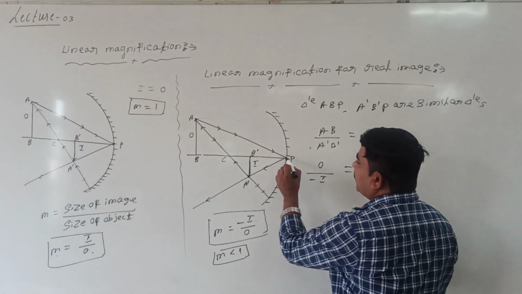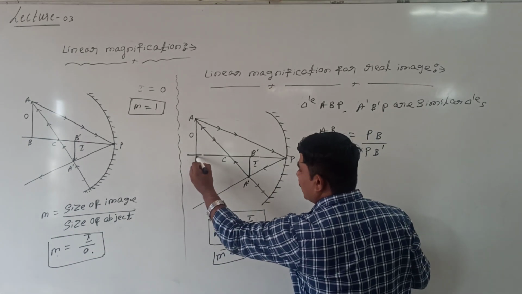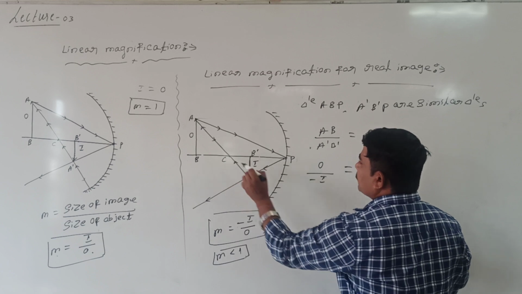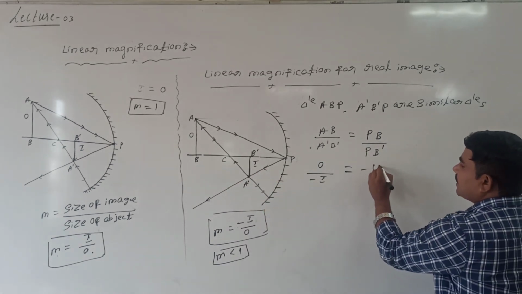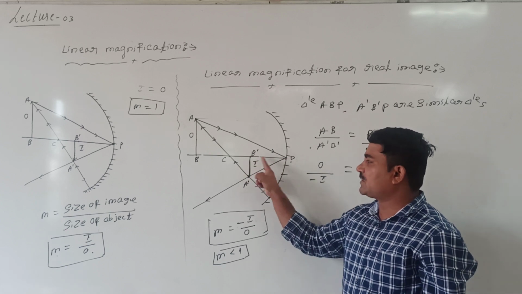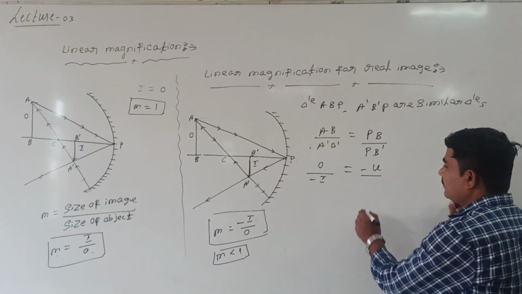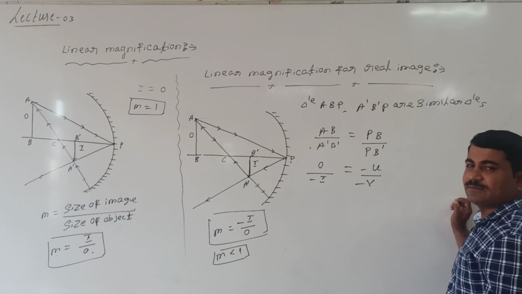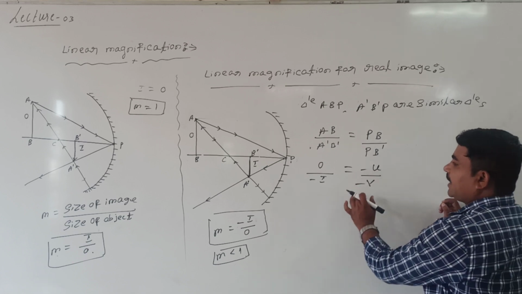PB is equal to what value? The distance between the pole and the object is called the object distance. Opposite to the direction of the incident ray, it is taken to be negative. PB dash is the image distance, V value. V is also negative, so I take it as a minus value. So the minus signs get cancelled.